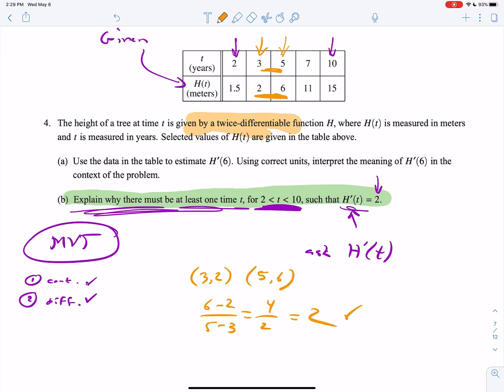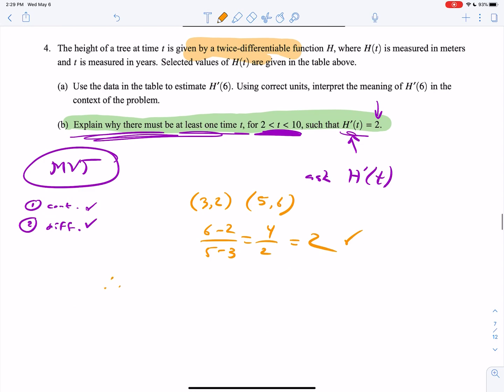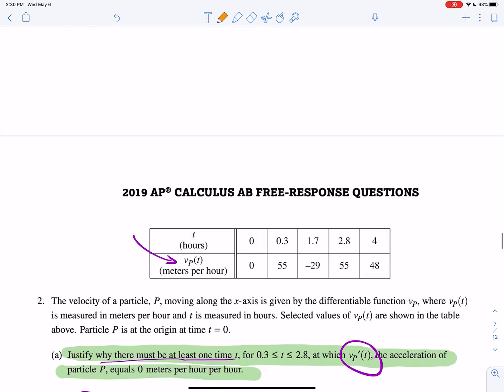So because we know it comes out to 2, the average rate of change, therefore, by MVT, there exists a t somewhere in 2 comma 10 such that h prime of t equals 2. Okay, I'm not going to write everything down. Let's do one more.